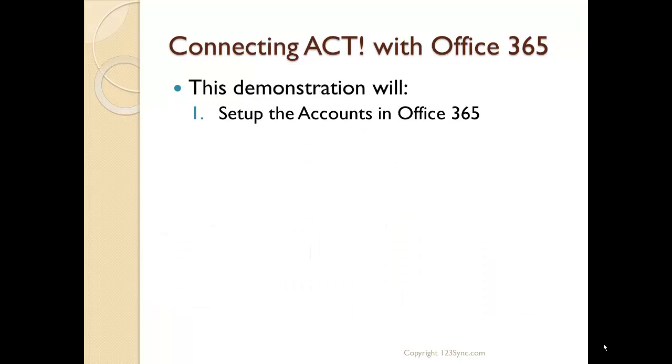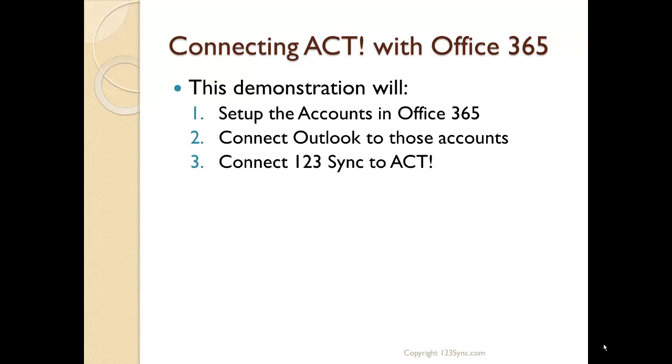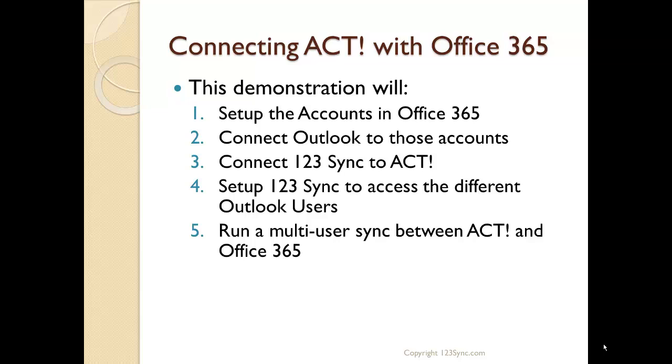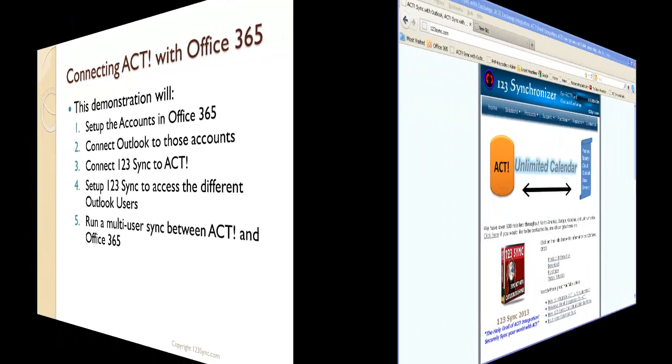This demonstration will do a couple of things. First, we'll set up the accounts in Office 365. We'll connect Outlook to those accounts. And then we'll connect 1-2-3 Sync to ACT, and we set up 1-2-3 Sync to access the different Outlook users. And then we do a multi-user sync between ACT and Office 365. That will establish the relationship, and then we'll sync all the data between ACT and Office 365.